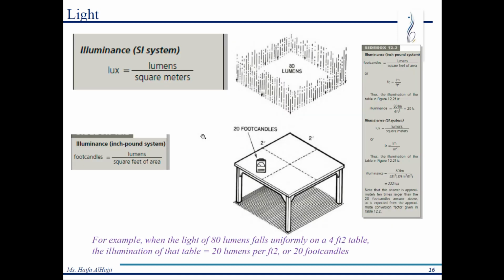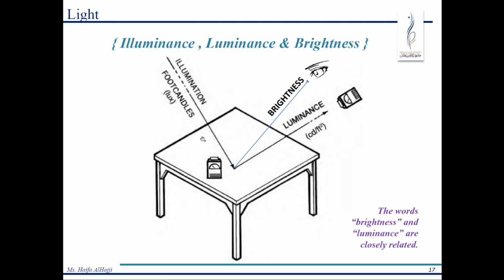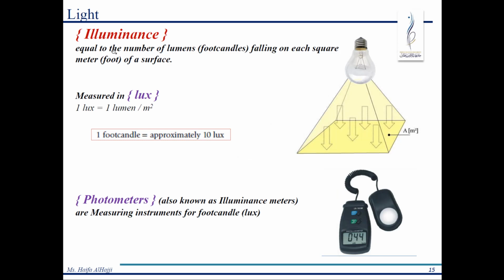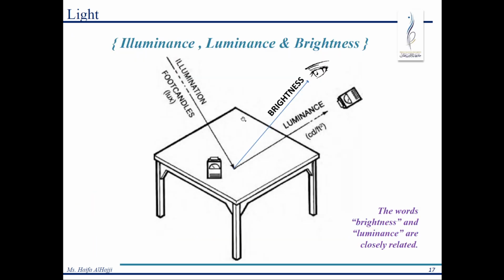Now, let's have a look at the last and very important terms in lighting. We have something called illuminance, luminance, and brightness. Previously we've discussed illuminance. What we said earlier is that illuminance is the amount of light, whether in lux or foot candles, falling on the surface, and we can measure it with a photometer.